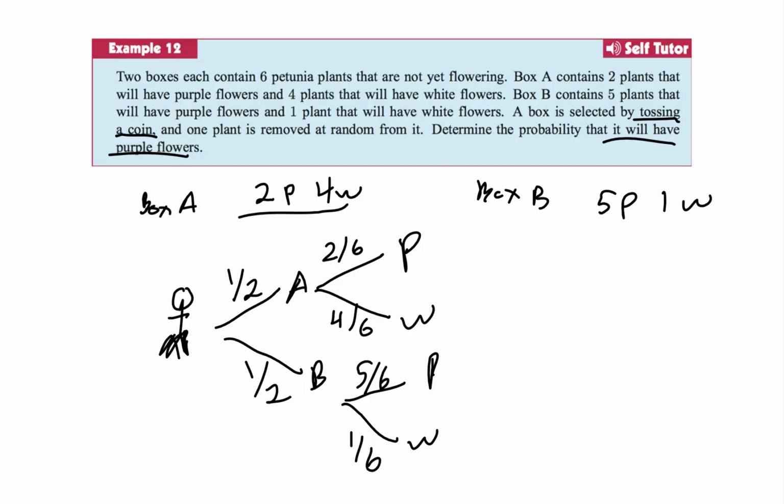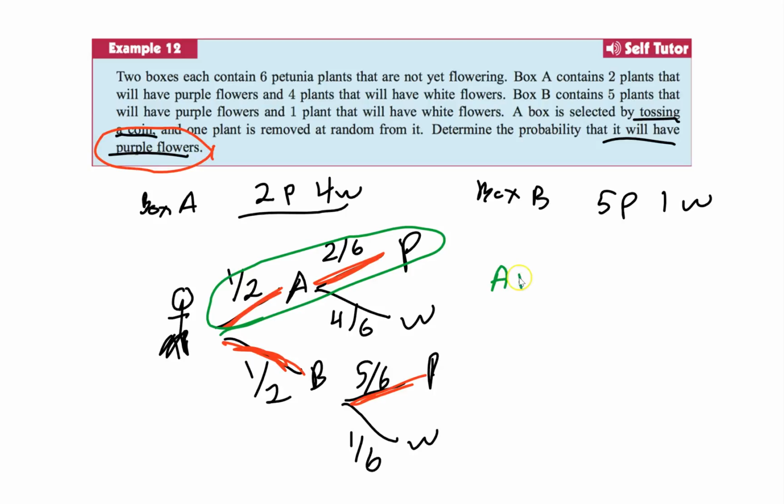Now remember what we're looking for is the odds you can get a purple flower. So this is slightly different than last time. It's a little more complicated. There's 2 ways to get a purple. You could select box A and get a purple, or you could select box B and get a purple. When this happens, it's actually a very easy mathematical concept. All you do is multiply these together, like we did before.